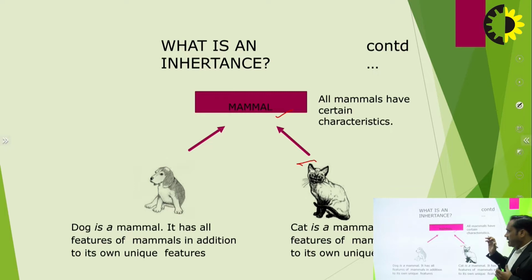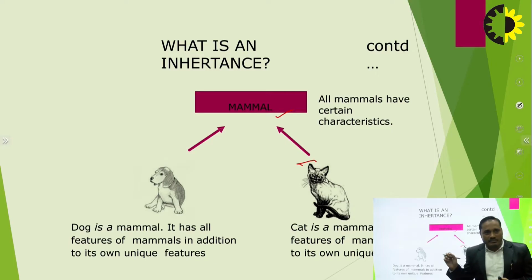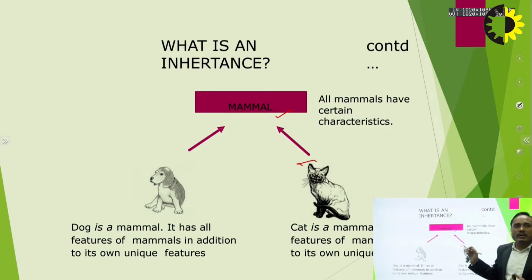In this diagram it is clearly explained how they inherit the properties of mammals. Mammal is the base, and both derived classes inherit its properties. So there are two derived classes: the first one is the dog and the second is the cat, and both cat and dog inherit the properties of mammals.